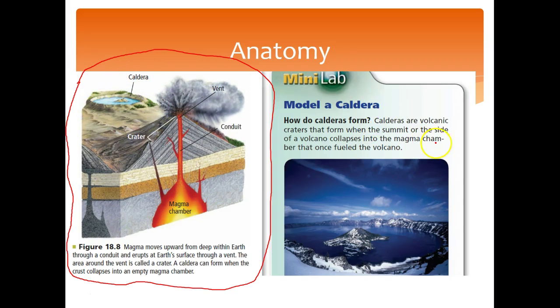Now, calderas are volcanic craters that form when the summit or the side of a volcano collapses into the magma chamber that once fueled the volcano. So, let's say that this magma chamber empties out completely. What can happen is this top part can fall down into it, and you would get a caldera. Here we have one that has actually turned into a lake because it filled with water.